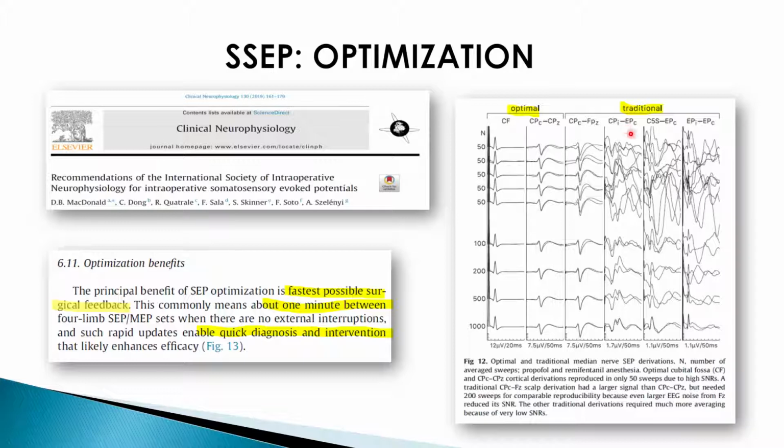As you can see, 3 of them are referenced to the contralateral Erb's point. So it takes longer to average out noise that you're going to see because the electrode is over a muscular area. You can see after 50 reps, there's clearly, even sooner than that, reproducible data, and it's a faster turnaround for the information for the surgeon.